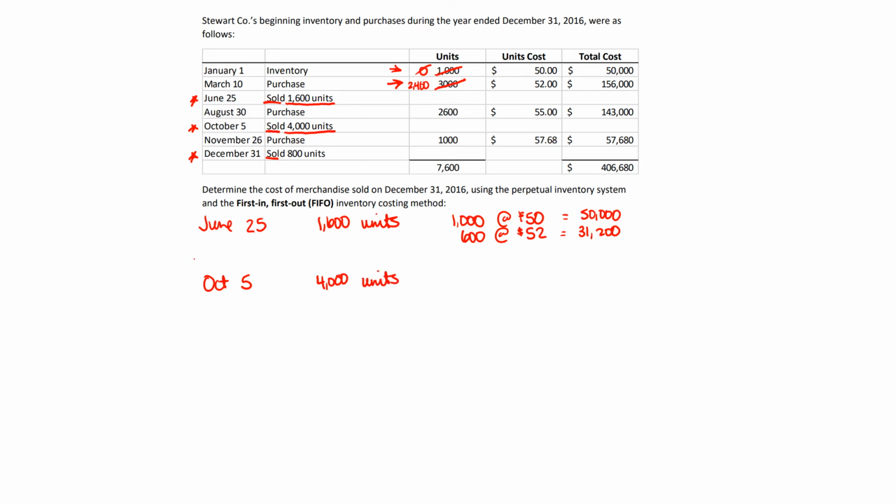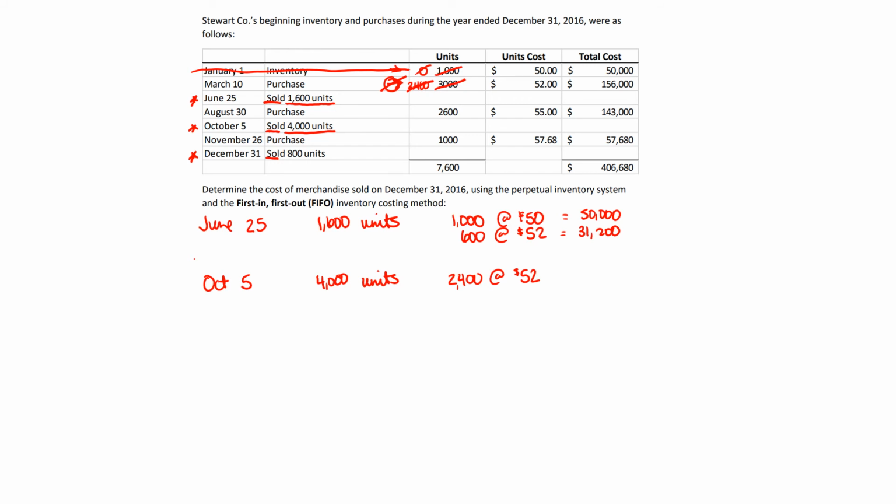This is FIFO, so we'll start with those first available up at the top. So there's none left here for us to pull from, so we go to the 2,400 we have available here. So we'll take all of those 2,400, and that is at a cost of $52 each. That will get rid of all of those. There will be 0 left here. We will then have to go down to the next purchase date to see how many units are now available that we have left to go ahead and sell.